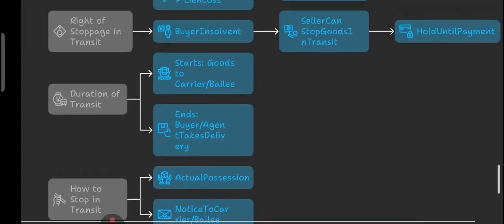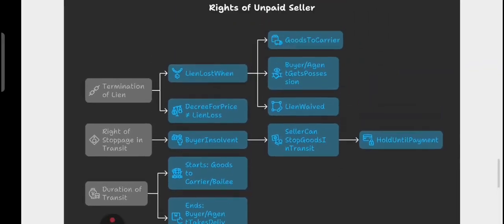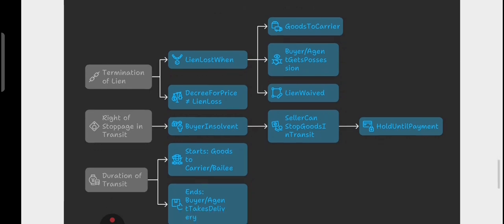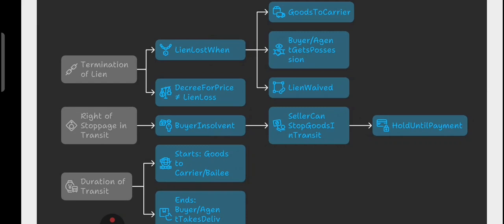So to summarize the facts which we have learned in this particular slide, in simple terms the seller has a right to stop the goods from being delivered if the buyer has not paid, and this right lasts until the buyer takes possession of the goods or other legal conditions occur. The seller must inform the carrier to stop the goods until the buyer makes the payment. So I hope this helped you understand the stoppage in transit concept.